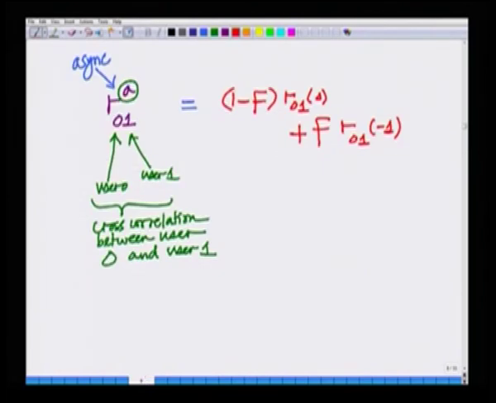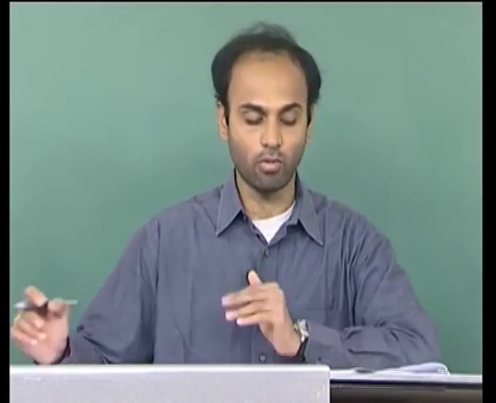And this expression also makes that clear. For instance, if f equals 0, that is there is no delay, then this becomes 1 minus 0, that is 1 times R01 plus 0 times R01 minus 1, that is R01 of 0, which is the same as what we had before, that is the direct synchronized correlation. As f becomes 1, it becomes 0 times R01 of 0 plus 1 times R01 of minus 1, which is the correlation with the shifted sequence. However, now as f is varying between 0 and 1, we have a combination of both.